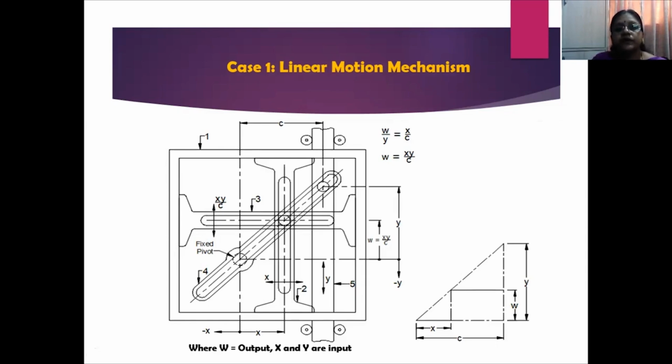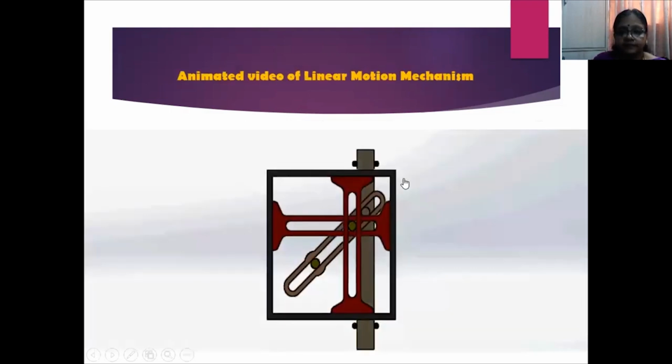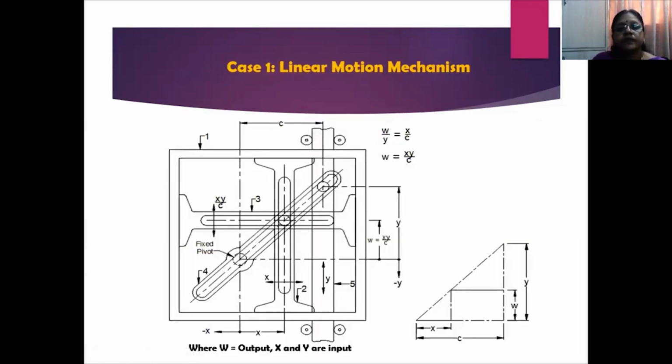Now this W = XY/C can be obtained from a similar triangle concept again. You just draw some triangles on this line, from this position to this position, and try to indicate these X, Y, W, C positions in order to obtain the ratios W/Y = X/C, and W = XY/C.